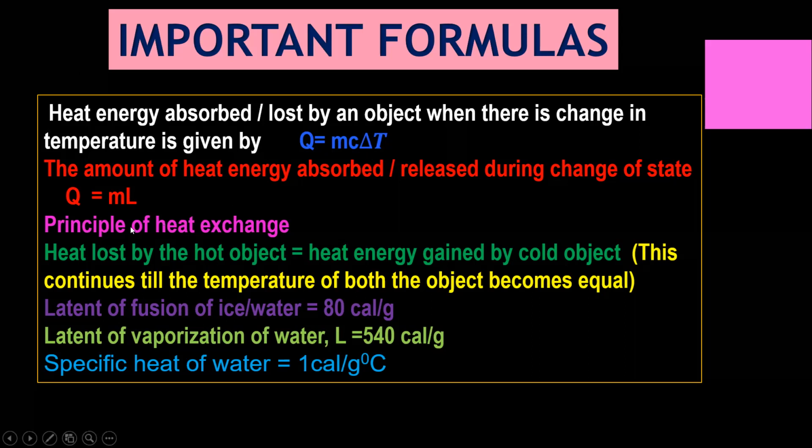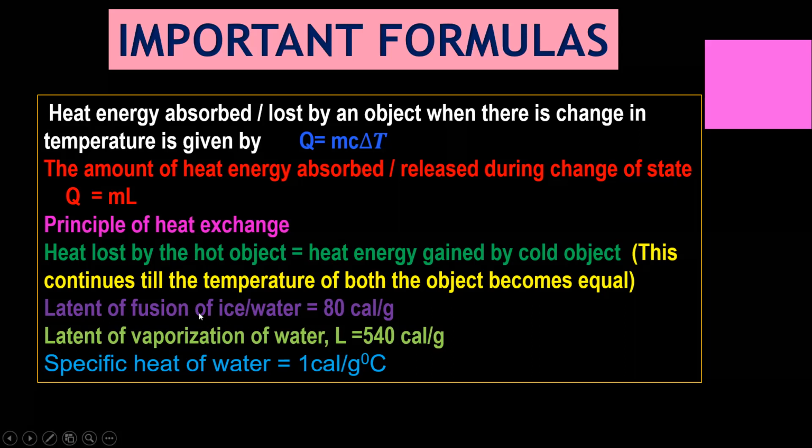Next is the principle of heat exchange. Heat lost by hot object is equal to heat gained by cold object. That means we know that heat will always flow from higher temperature to lower temperature, and this process will continue till the temperature of both the objects becomes equal.